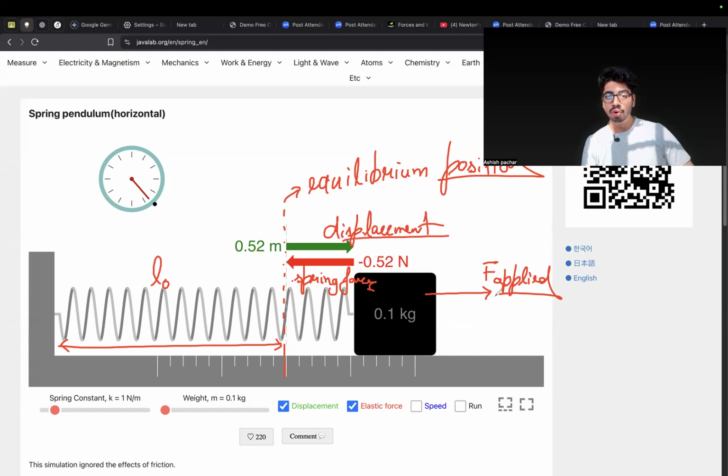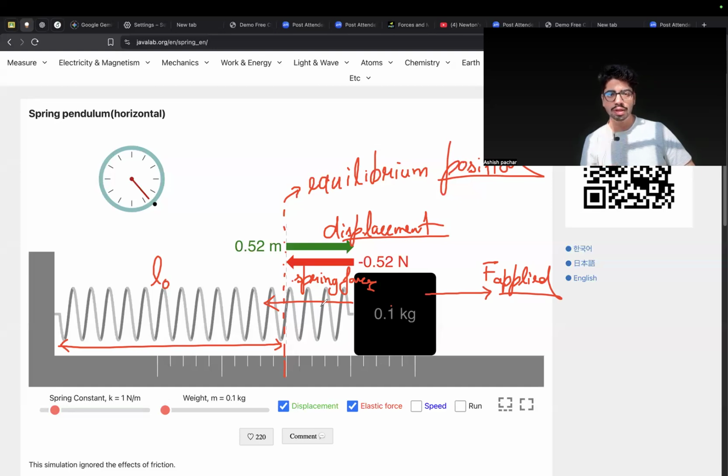As I apply more force, the spring applies more force in the opposite direction. According to Newton's third law, you can even think like this: whatever action you apply, there is a reaction on the opposite side, equal and opposite. That is the force you applied on the block and the spring. The spring is pulling the block in the opposite direction. Whatever force I apply on this side, the same force acts on this side.